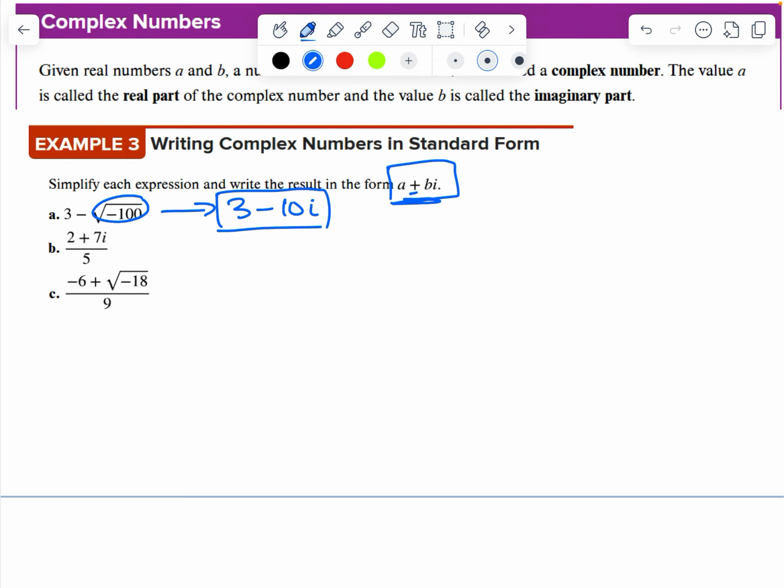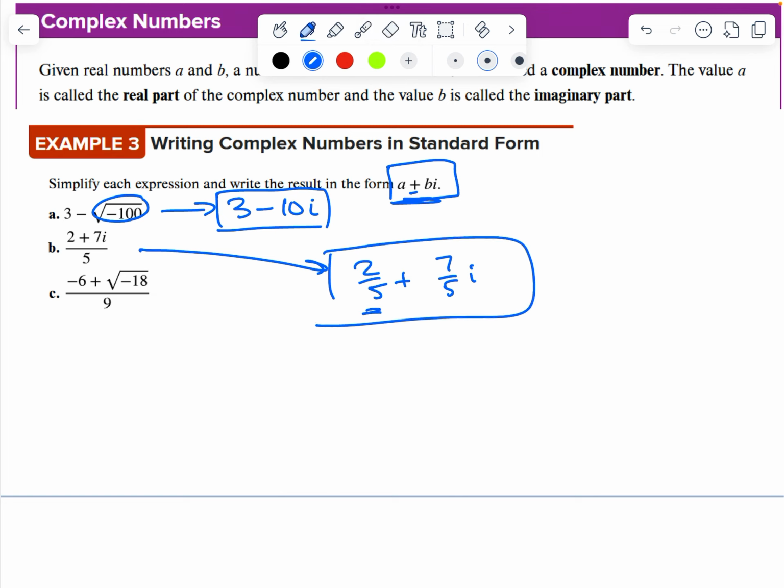In example B, if you get an answer that looks like this, let's say you did the quadratic formula or something, all you're going to do is break it up into two fractions, so you have your real and your imaginary parts separated. All right, here's what we're going to do. So all we're going to do is break it into two fractions. That's 2 over 5 plus 7 over 5I. The denominator just stays with both of those fractions, and that is it. Now we have it in A plus BI. That's all we want, is to get it in this form, A plus BI or A minus BI.